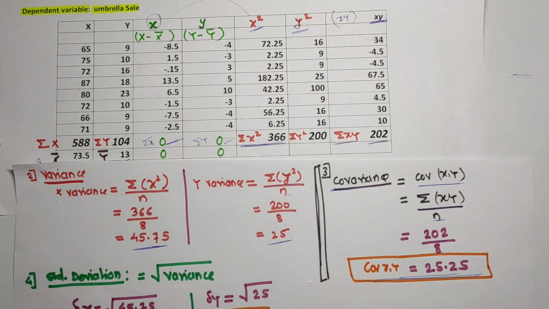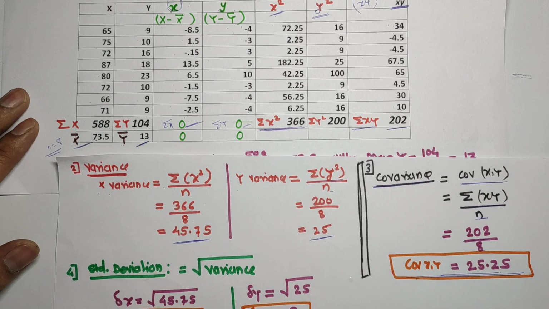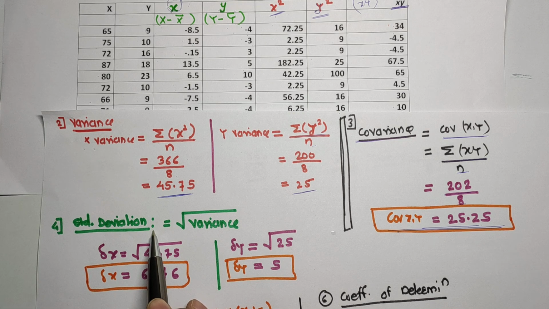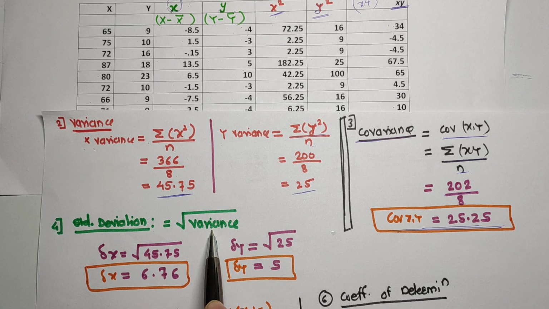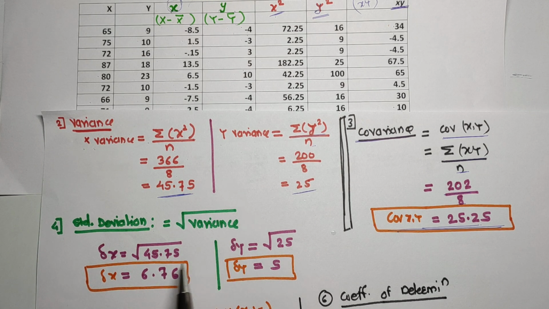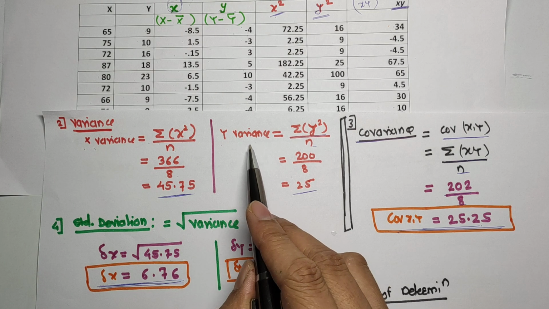Now we have to find the standard deviation. So what is the standard deviation? See friends, here standard deviation is nothing but the under root of variance. It is a very easy formula, right? So standard deviation for x, denoted by sigma x, is nothing but the under root of variance of x. The variance of x we have calculated is 45.75. So just put under root of 45.75, you will get sigma x, that is the standard deviation of x, as 6.76.